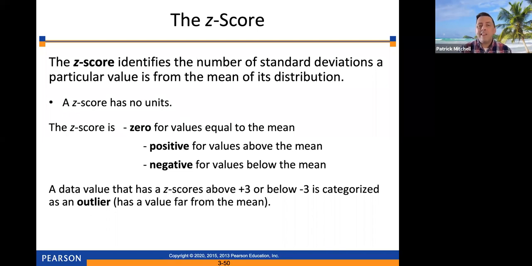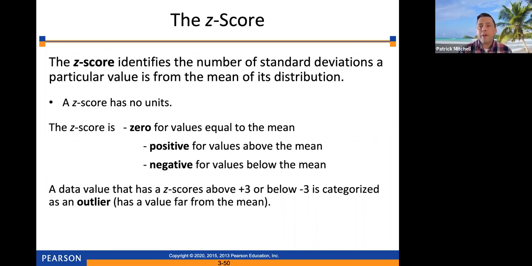The z-score is 0 for values equal to the mean, positive for values above the mean, and negative for values below the mean. So when I say the number of standard deviations from the mean, a value with a z-score of 1, positive 1, would be 1 standard deviation above the mean.